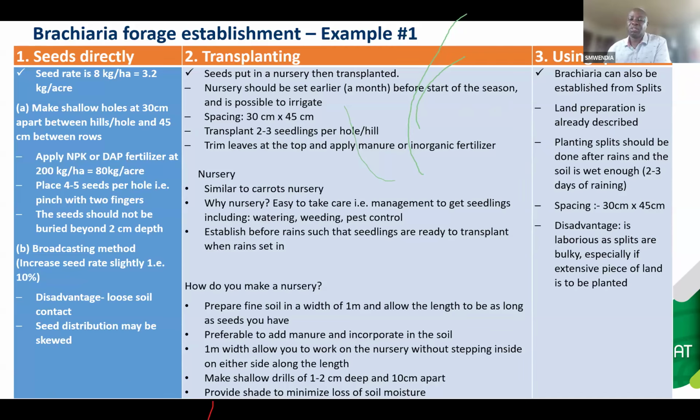But usually the disadvantage is that using splits can be very laborious, especially where you are covering a relatively bigger piece of land. You can imagine planting 2 acres with splits. First of all, it will be a challenge getting enough material, unless you do it gradually over time. 2 acres would probably only require about 8 kilos, because that is for a hectare, or about 6.4 kilos.